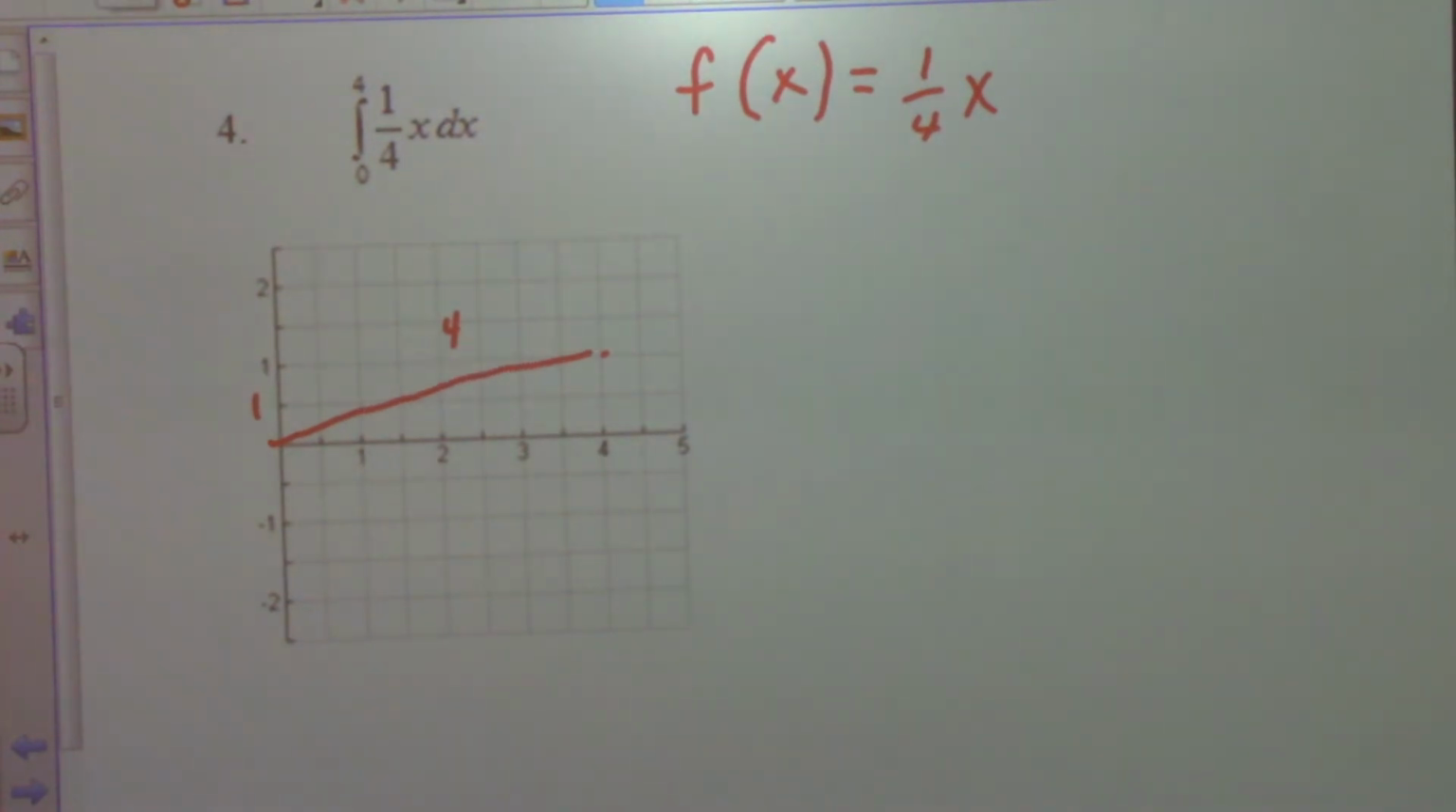If I could draw it right, I'd be okay. That's a little better. So anyway, it's this thing, and we're between 0 and 4, right? So we're talking about this wedge here. So what is this going to be? Is it 2? Yeah, it'd be 2. So area will be 2, right? Okay, Carson, good job. Yeah, 4 times 1 divided by 2.